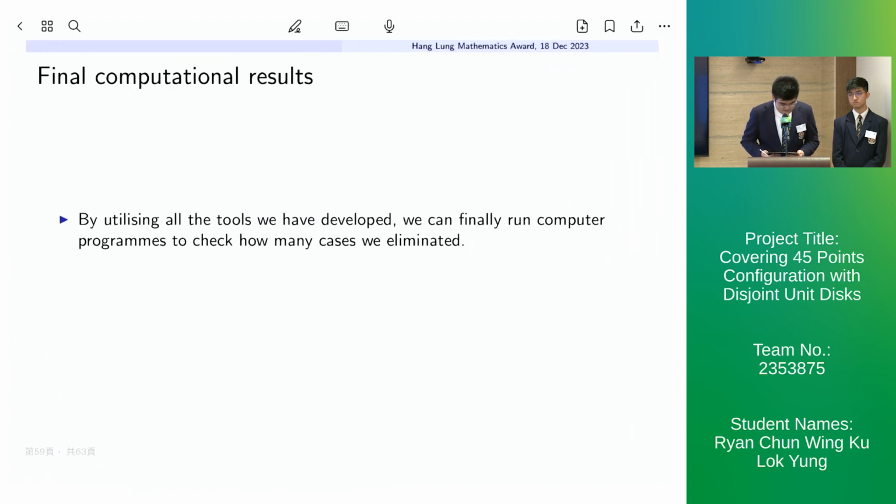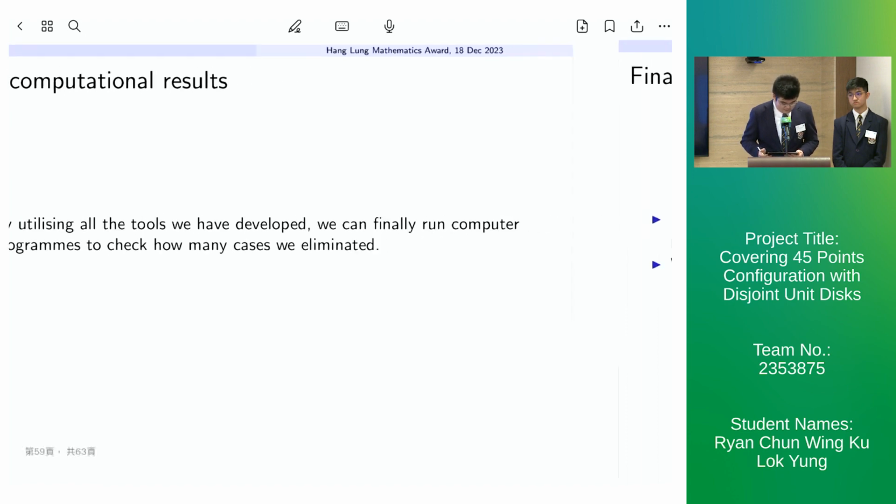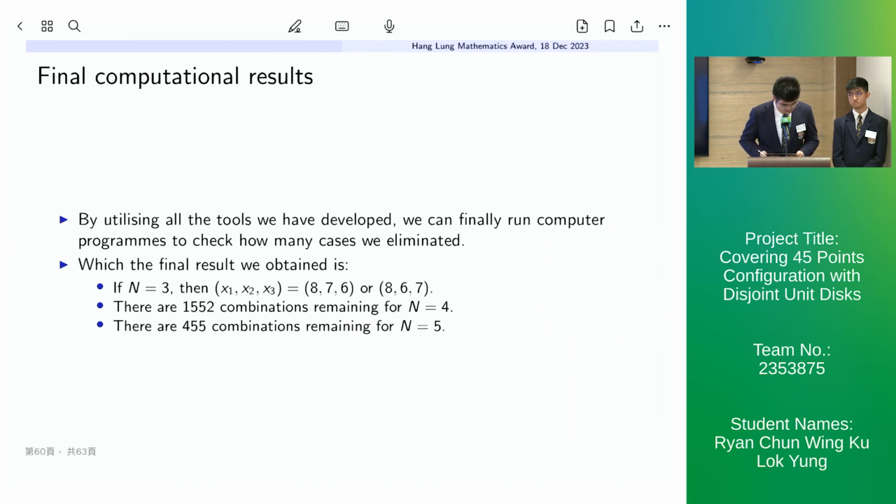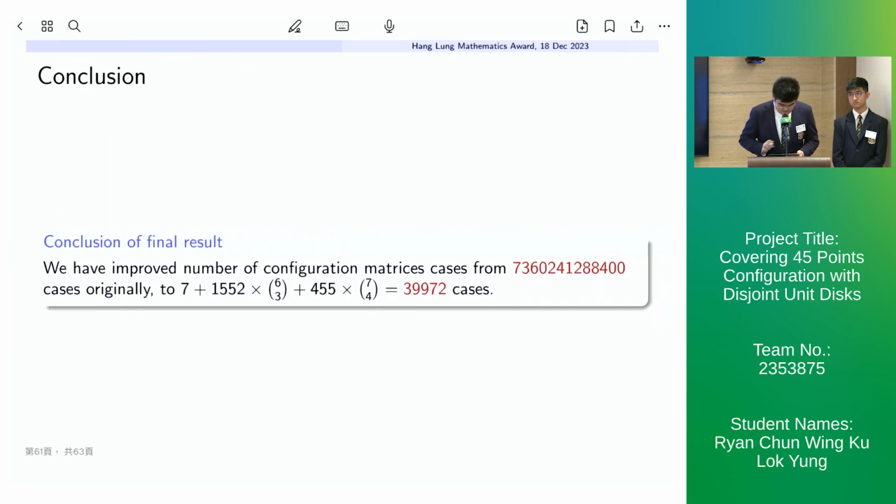At last, by using all the lemmas, theorems, and propositions we have developed, we run computer programs to check how many possible cases were remaining, and find out that for n equals 3, there are 2 more cases left, and for n equals 4, 1,552 combinations are left, and for n equals 5, 455 combinations are left. So in conclusion, we have improved from over 7.3 trillion cases to under 40,000 cases left.